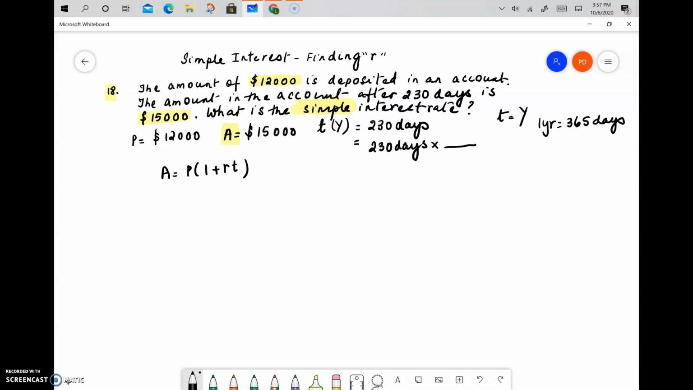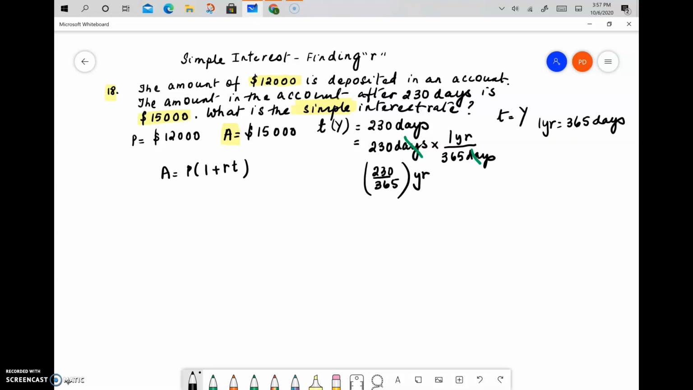We want the days to cancel out. We're trying to convert it into years. So let's put days in the denominator and years in the numerator. Make sure that the days cancel each other out. And we have 230 over 365. And the unit of time is years.